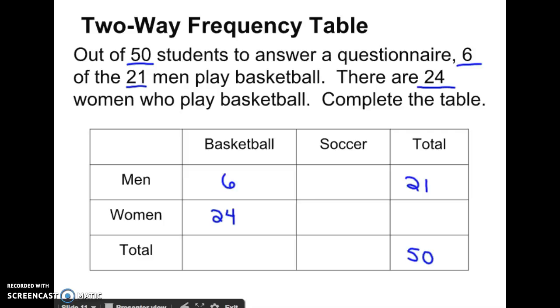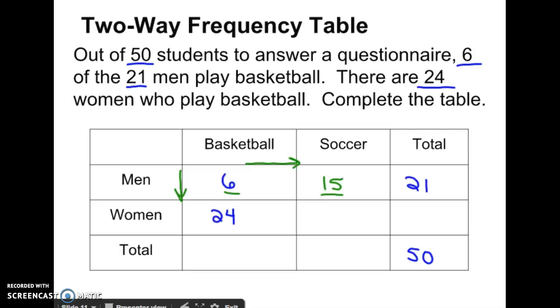Here's the thing about a frequency table. The numbers that go horizontally across all end up being the total, okay? And the total also goes vertically, up and down. They all add up to be a total. So here's what I know. I know 21 men play basketball and soccer. So if 6 of the men play basketball, then how many are going to play soccer? Okay, 15. Because 6 plus 15 equals 21.